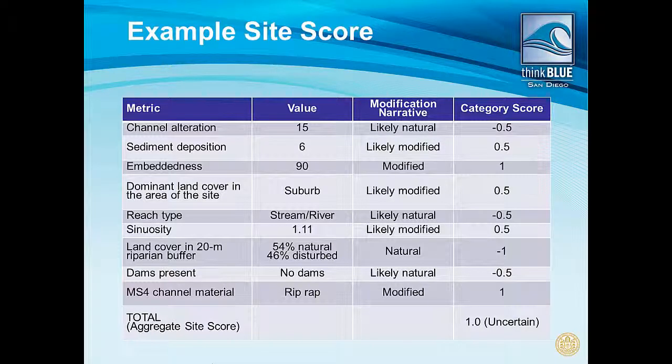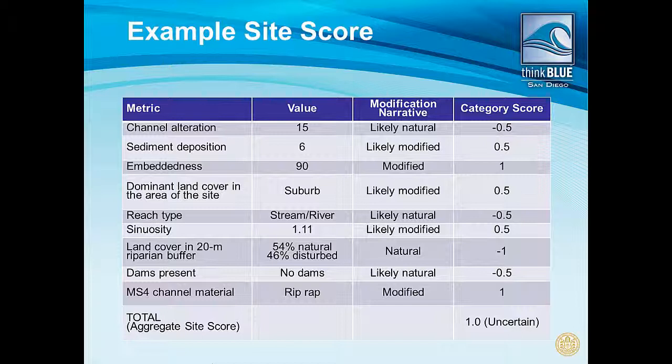So this is just an example from a site where here's all of our metrics that we're talking about for the site. You have your PHAB, and then you have these other reach and other measures. Here's the values we actually got for that site. So for example, channel alteration, that score was pretty high, so it would be a likely natural. Likely natural gets a score of -0.5. That's how that works, and so on down the line. If it's likely modified, it gets a 0.5, modified gets a 1, and so on. And then you just total this up.